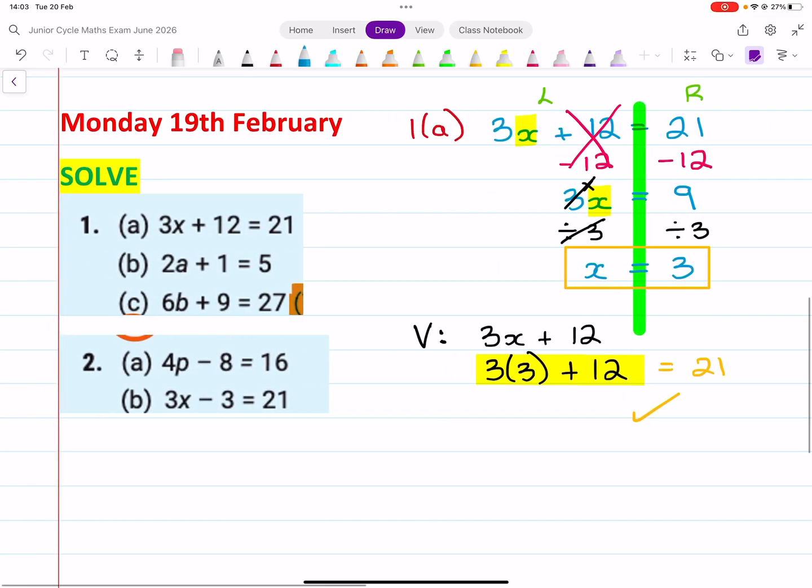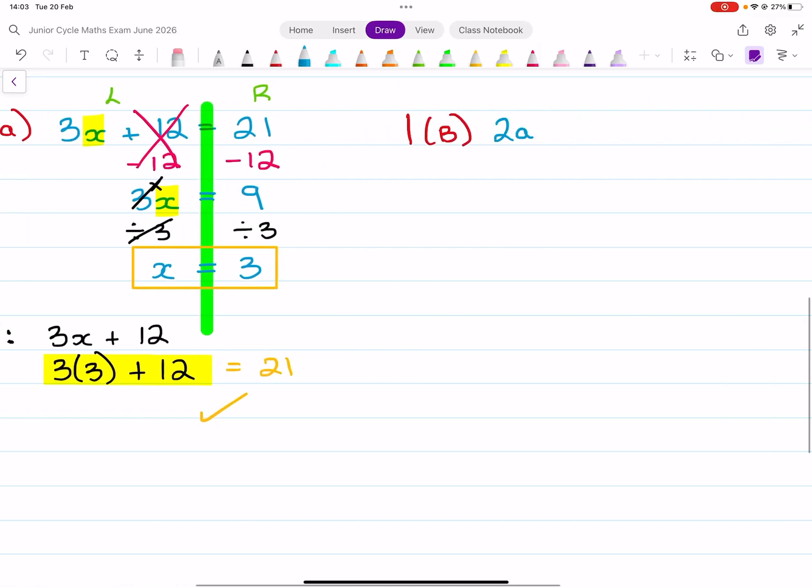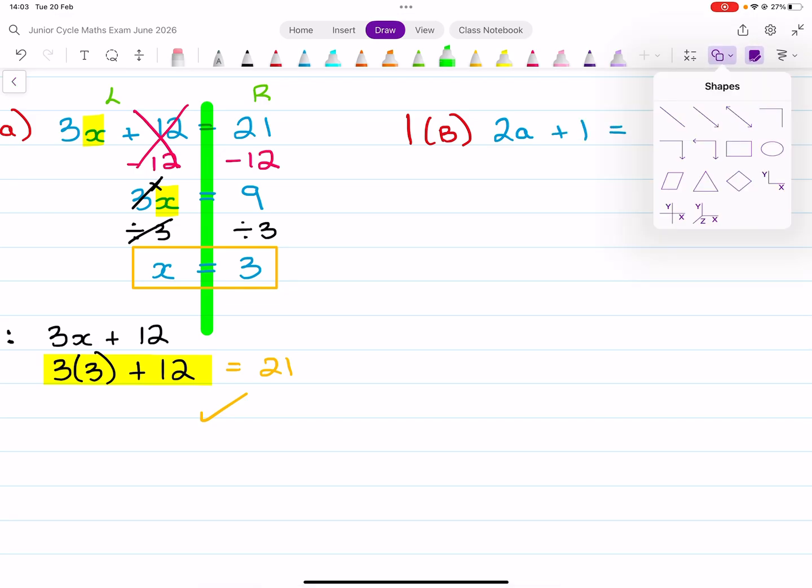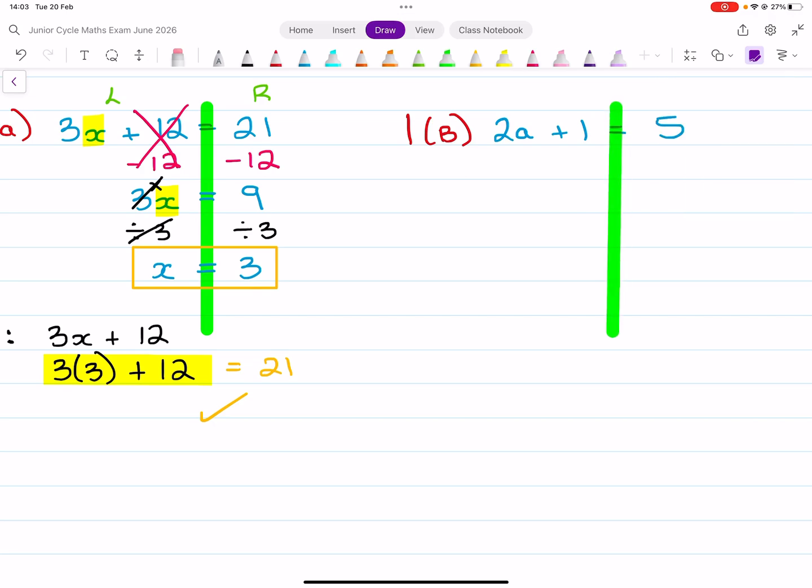So I have 2a plus 1 equals 5. I am going to drop this down. Again, we want to isolate the variable. The variable in this one is a. This is the left, this is the right. We will get rid of the plus 1 with a minus 1. And to maintain balance, we will also minus 1 on the far side. Tidy up, 2a, and 5 take away 1 is 4.